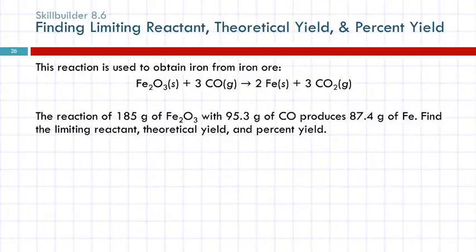Okay, so this is similar, but it is different, so we're going to go ahead and do it. This reaction is used to obtain iron from iron ore. There it is. The reaction of 185 grams of Fe2O3 with 95.3 grams of CO produces 87.4 grams of Fe. Find the limiting reactant, theoretical yield, and percent yield.